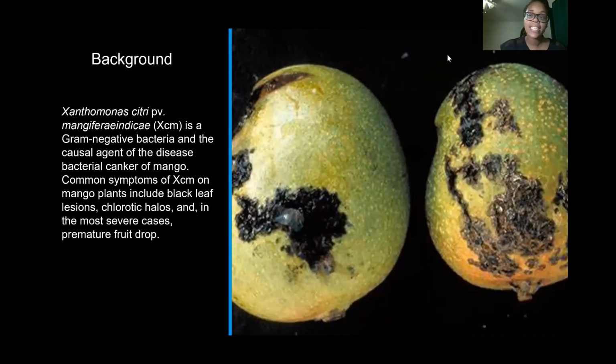So what exactly is causing bacterial canker in mangoes? There's a bacteria known as Xanthomonas citri pv. mangiferaeindicae, which is a form of gram-negative bacteria known to be the causal agent of bacterial cankers. Some of its common symptoms include black leaf lesions, chlorotic halos, and in the most severe cases, premature fruit drop. The photo you see on your right is an example of Xanthomonas citri on mangoes.